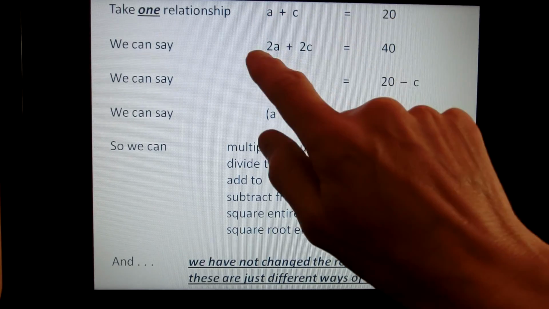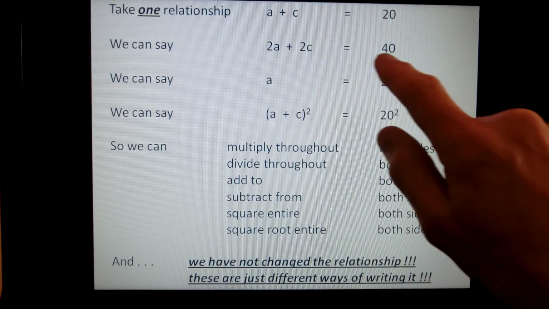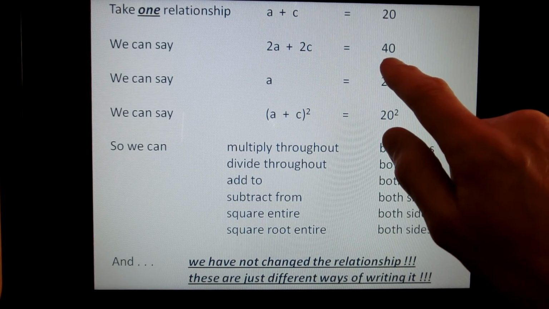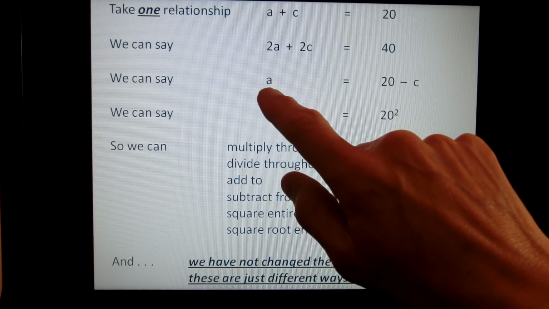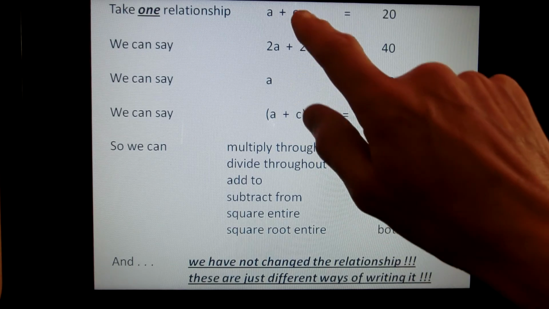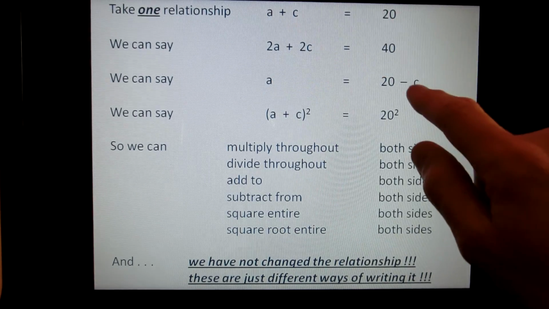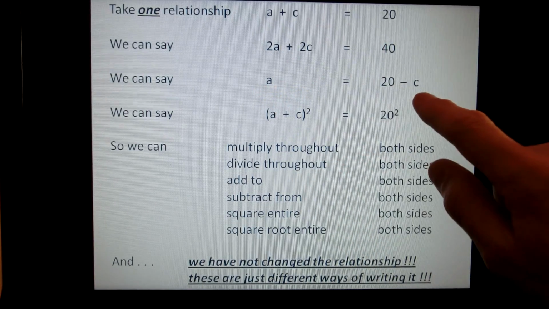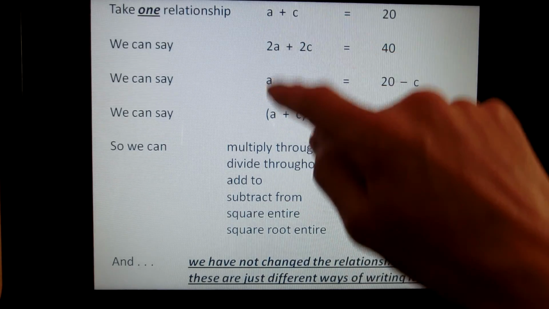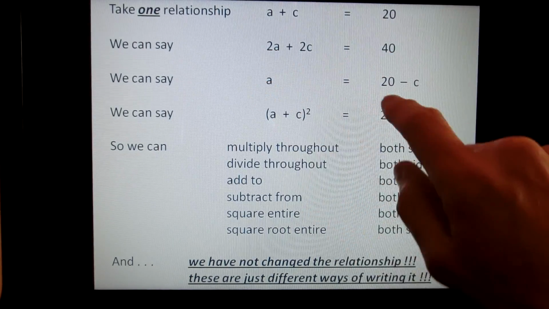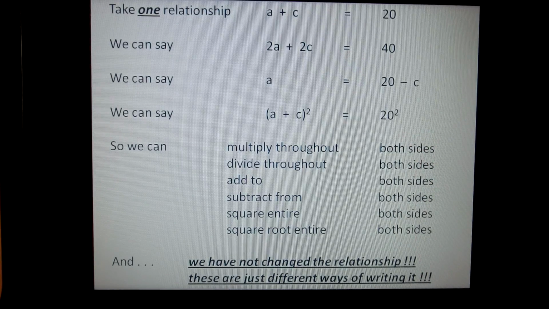So the relationship is still the same. This and this look different, but they are describing the same relationship. We haven't changed anything fundamentally. We could also say that the cost of one adult ticket is equal to £20, subtract the cost of a child ticket. So it's like I've subtracted C from both sides. Again, that really is telling us the same thing as that. It's still the same relationship. Another thing I could do is to square both sides, and it would still be the same relationship. Although all these 1, 2, 3, 4 look different, they are basically the same, describing the same relationship.